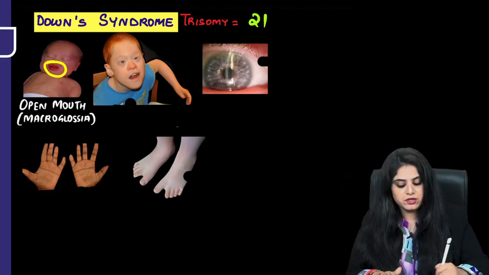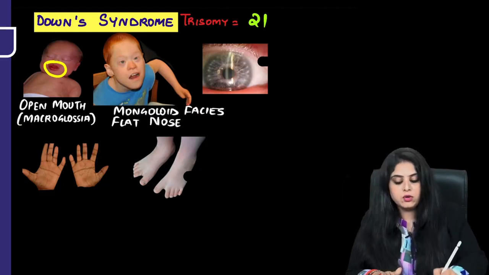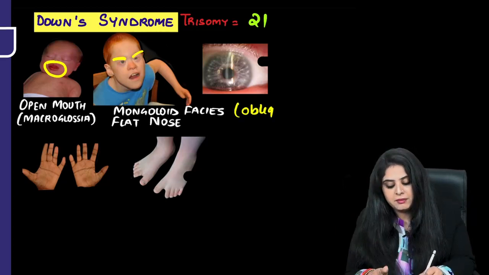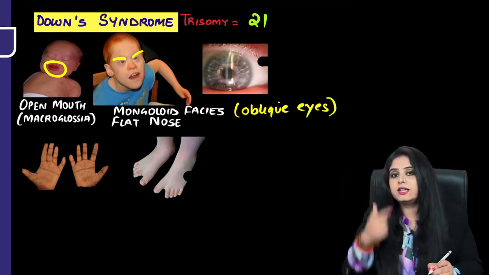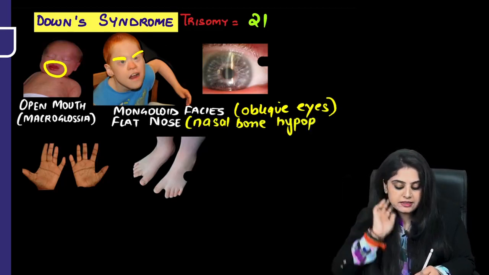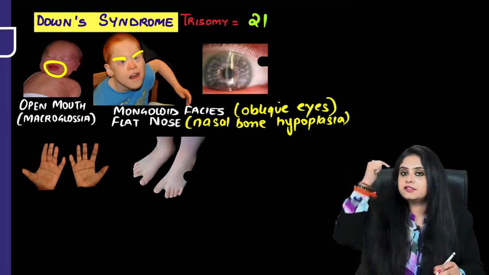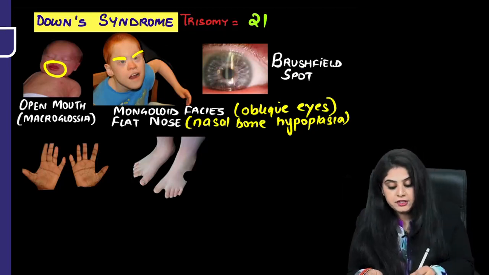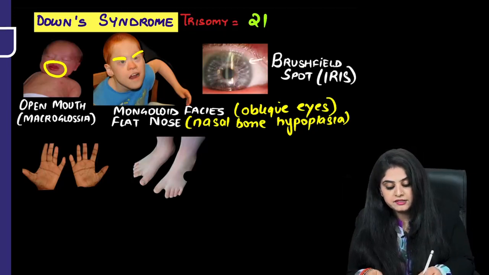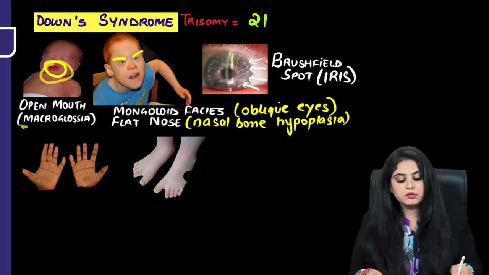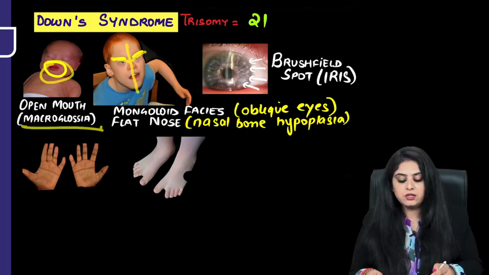Then look at his face. Why do we call it mongoloid faces? Look at their eyes. They will always have slanting eyes, so we can say they have oblique palpebral fissures. And look at their nose. Their nose will always be flat. Why? Because the nasal bone has not developed; there is nasal bone hypoplasia. So simple: slanting eyes and flat nose. But if the ophthalmologist looks at the iris, he will see these spots, known as Brushfield spots. So head and neck: open mouth with macroglossia, mongoloid faces, flat nose and Brushfield spots.